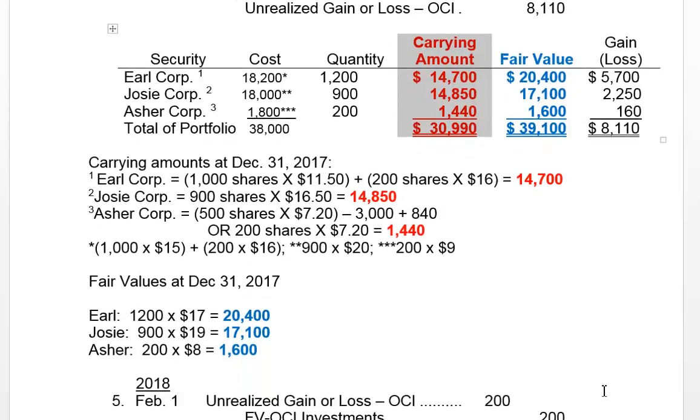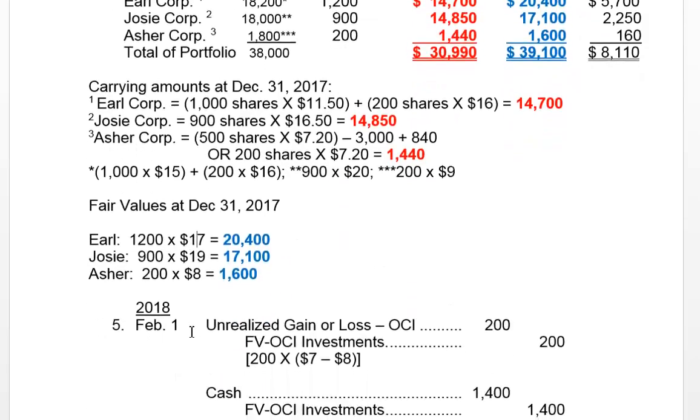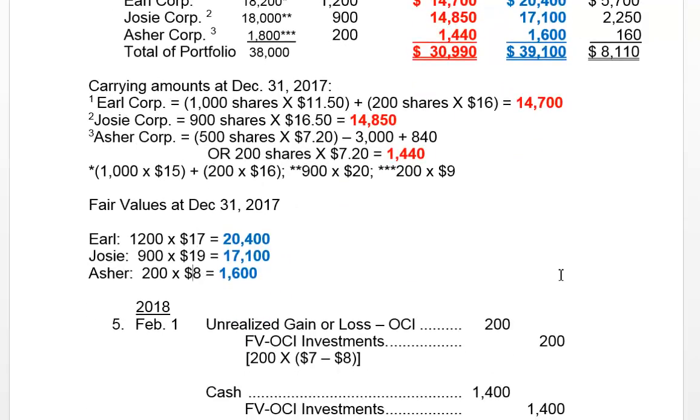But what's the fair value? Well, the question gives you the fair values. It tells you the fair value for the Earl shares is $17 a share. The fair value for the Josie shares is $19 a share. And the fair value for the remaining Asher shares, the ones you haven't sold, is $8 a share. So here are your fair values. Plug them in here. The total is $39,100. So your portfolio of all the shares you currently hold has gone from $30,990 to $39,100. That's an increase of $8,110.